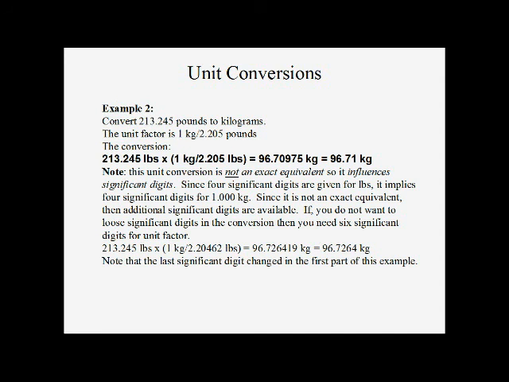96.71 kilograms. If we really want to keep that 6, we go and look up a better conversion factor between our pounds and our kilograms. We end up finding one at 2.20462 pounds equals 1 kilogram. That will give us our 6 significant digits, and now we can get our answer at 96.7264 kilograms. 6 significant digits.